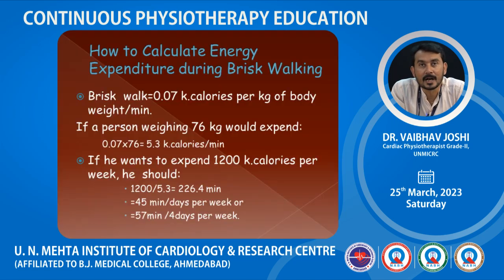From various activities, how do we calculate energy expenditure? Suppose we are choosing a brisk walk. A person weighing 76 kg would expend 0.07 times 76, meaning 5.3 kilocalories per minute. If he wants to expend 12,000 kilocalories per week, he should walk 226 minutes, meaning 45 minutes per day for 5 days per week, or 57 minutes per day for 4 days per week.